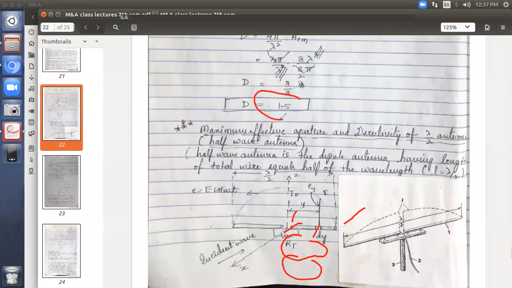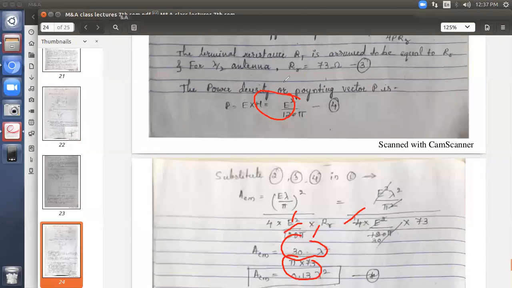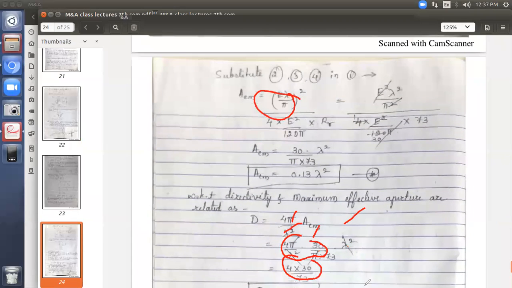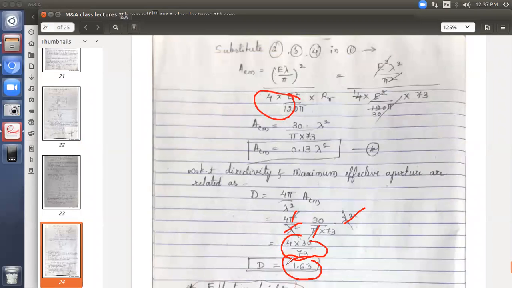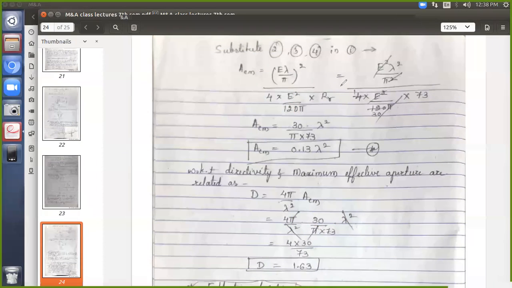For a short dipole, it was 1.5. And now we have got directivity as 1.63. Okay, so you have to remember both the terms.